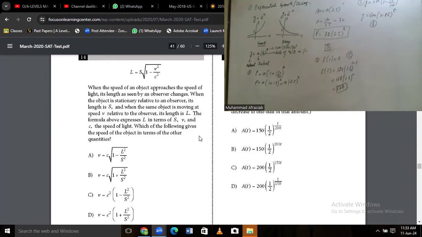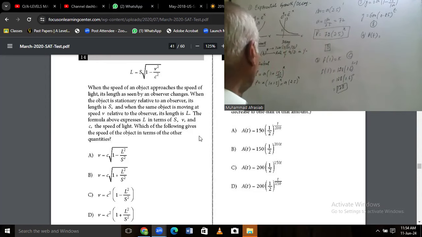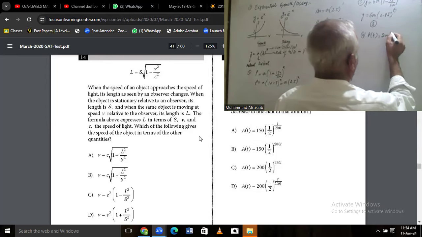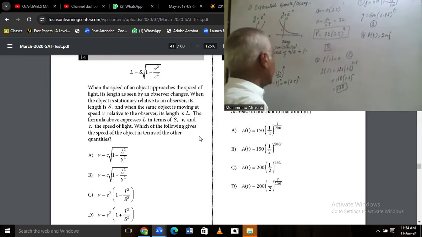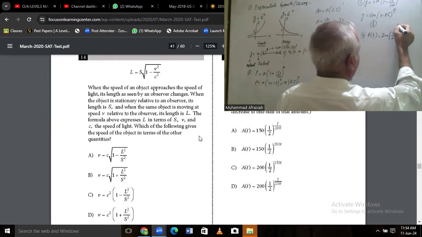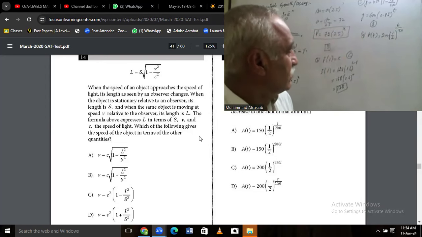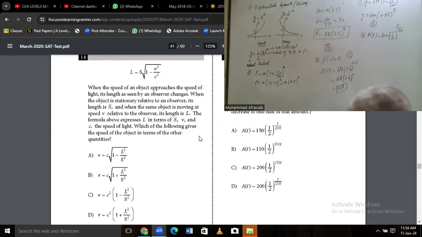So we can write this expression as A of t equal to, using this exponential growth and decay formula A times B power x, where A is 200, B is the rate of decay, that is half, and t is the time over 150 years, because it is going to be used for 150 years. So the choice for this part is D.